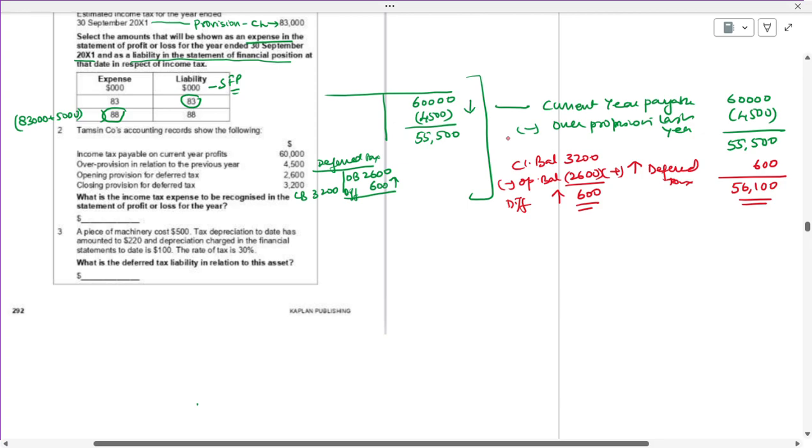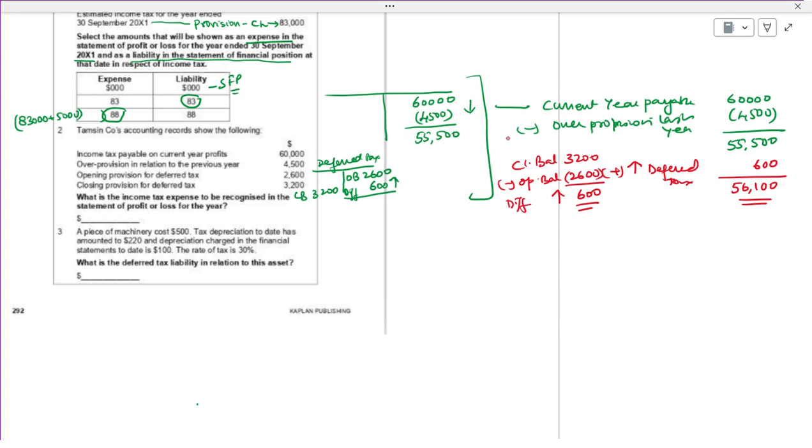Last year, current year, you have to pay 60,000. There is a credit balance in the provision of 4,500, minus. Now for deferred tax, the closing balance is given, and the opening balance. The closing balance is more and the opening balance is less. If the closing balance is more, we have to add the increase in the deferred tax during the year.